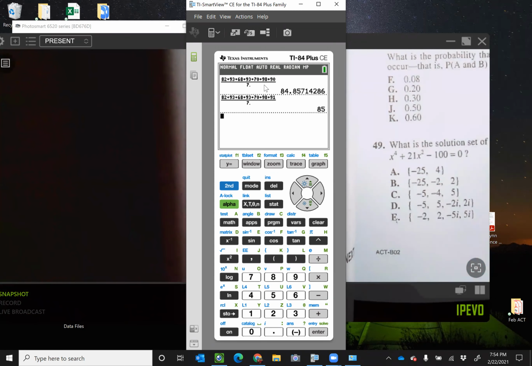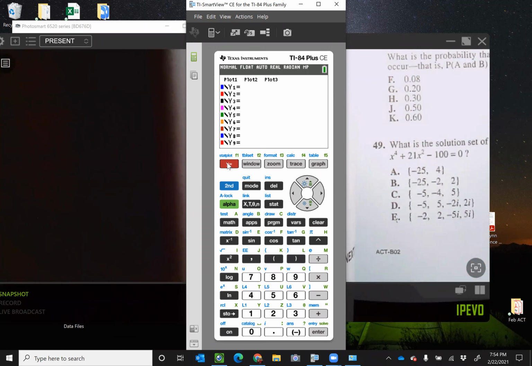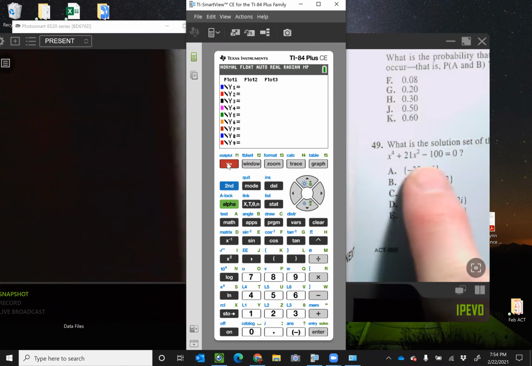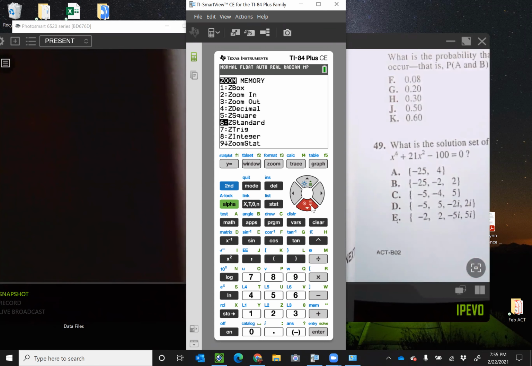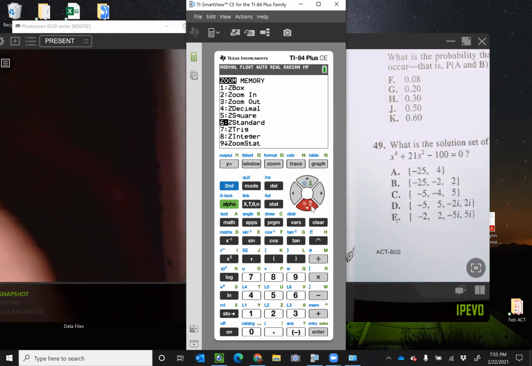So here's what I do. I'm going to go to y equals, and I'm going to type this in: x to the 4th plus 21 x squared minus 100. And then I'm just going to press Zoom Standard, because I'm not sure what I was doing on my calculator before, but Zoom Standard makes it go from -10 to +10, all those nice things.